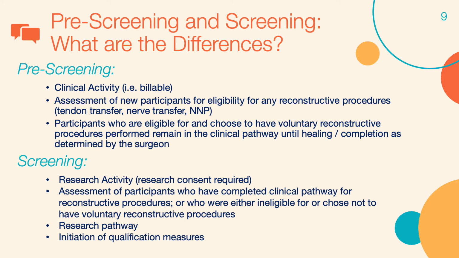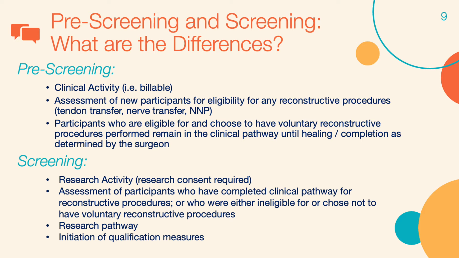For the purposes of the GRAND trial, we will use the terms pre-screening and screening to define different stages of the evaluation process. Pre-screening can be thought of as a precursor to participation in the GRAND study. Pre-screening refers to clinical evaluation activities that determine if a participant is a candidate for any upper limb reconstructive procedures, including voluntary tendon or nerve transfers, or procedures to correct a problem, such as a contracture. These evaluations may already be taking place at your site's upper limb clinical practice.